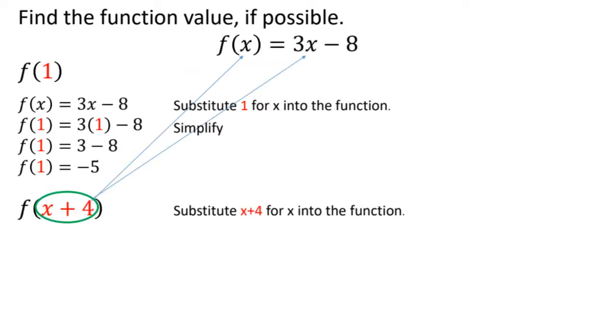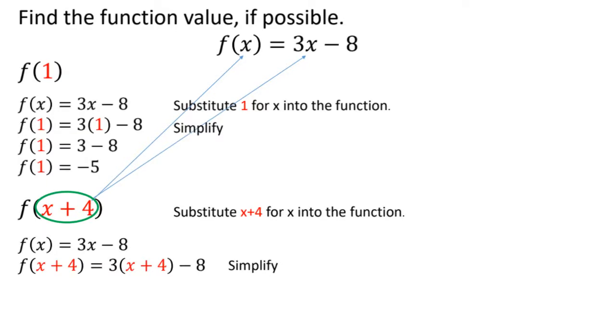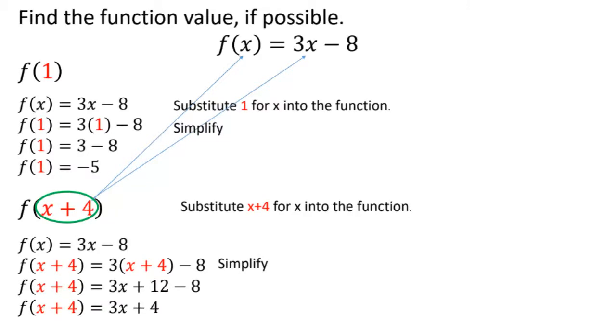About the second example, x plus 4, okay? Doesn't change anything. All I'm going to do is everywhere I see x, I'm going to substitute it with this expression, x plus 4. So let's go ahead and do that. We have f of x plus 4 is equal to 3 times x plus 4 minus 8. So I'm going to simplify by first distributing the 3 to those two values. So I'm going to get 3x plus 12 minus 8. So 12 minus 8 is 4. So my final answer is 3x plus 4. When my input value was x plus 4, my output value is going to be 3x plus 4. Okay.